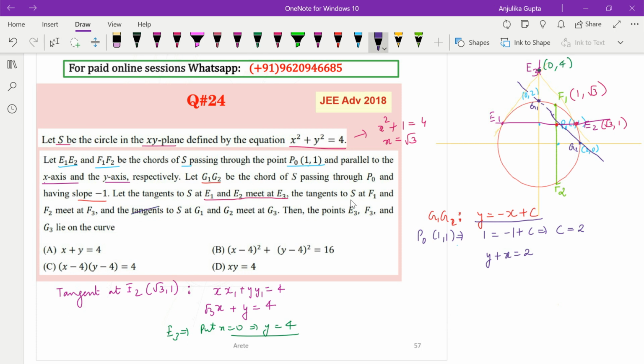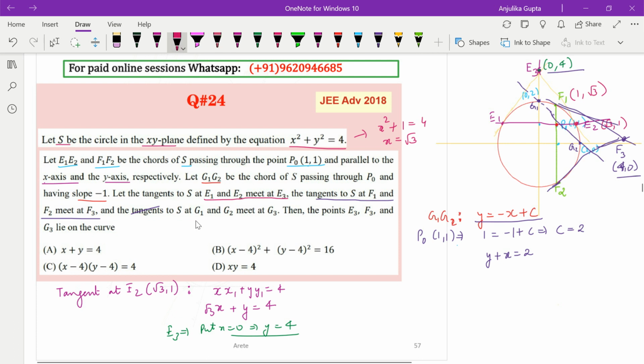They are saying that tangents to S at F1 and F2 meet at F3. Okay, so exactly the same thing. Now we are going to do the tangent at F1 and the tangent at F2 going to meet at some point F3. Now again by symmetry we can say that F3 should be 4 comma 0. Because of symmetry we can say this is 0 comma 4 and this is 4 comma 0. So you already got F3 again.